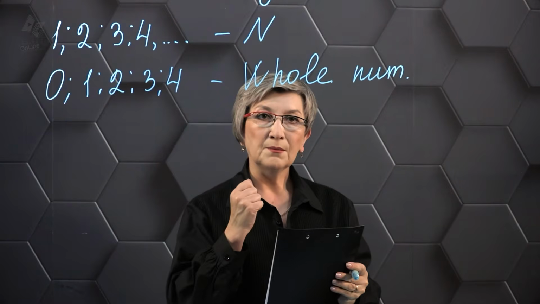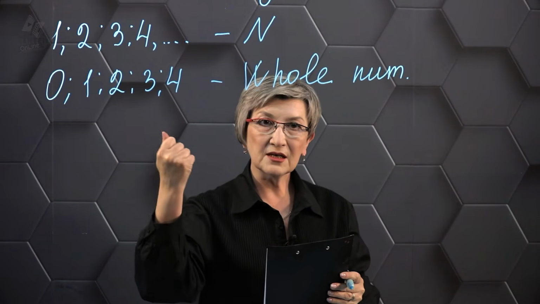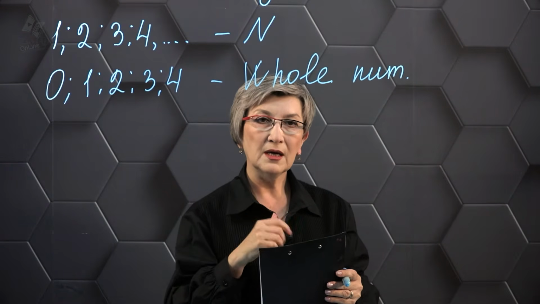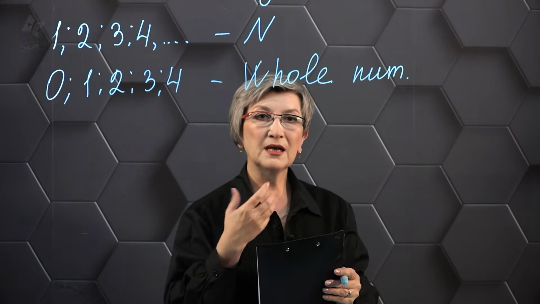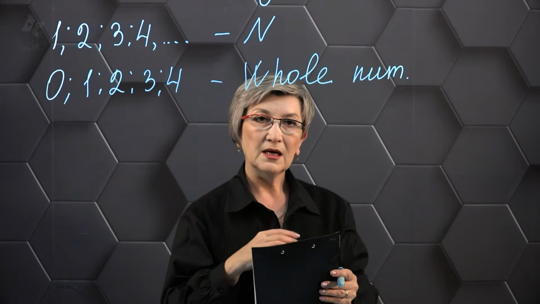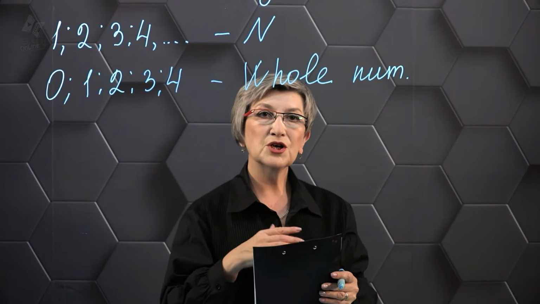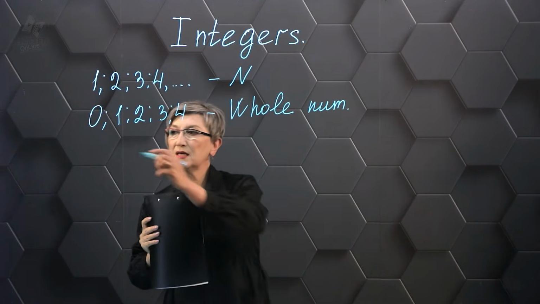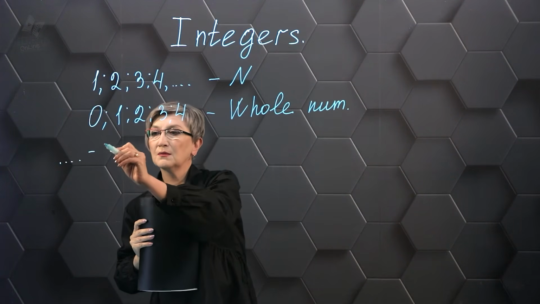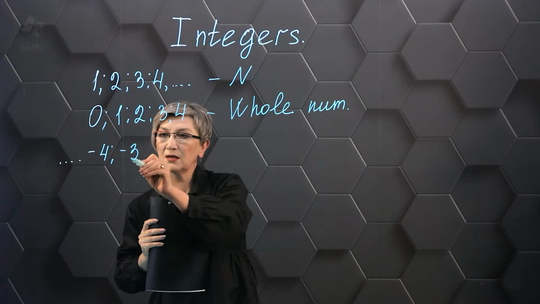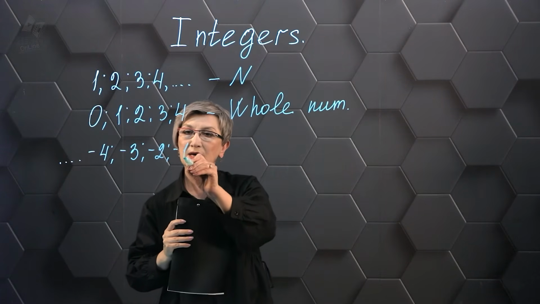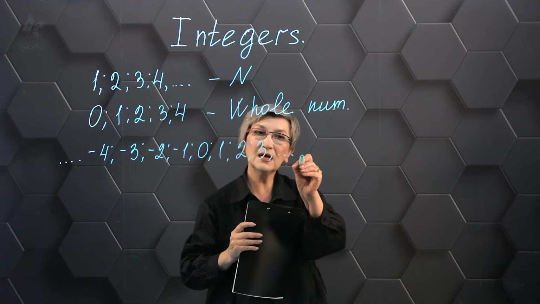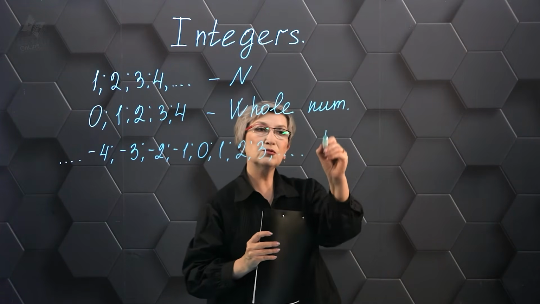Then, in addition to positive numbers, we need to talk about numbers that are less than 0. And then they have a negative sign in front of the number. And in this case, we have a set of integers. Let's write down these numbers. If I write down the numbers -4, -3, -2, -1, 0, 1, 2, 3, and so on, then I will end up with a set of integers.